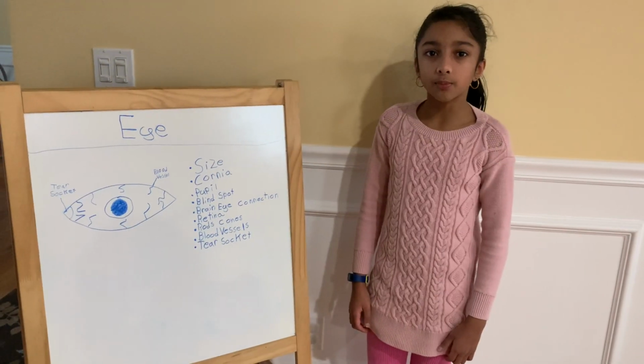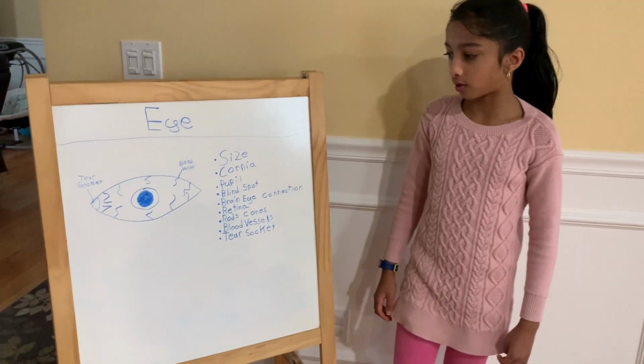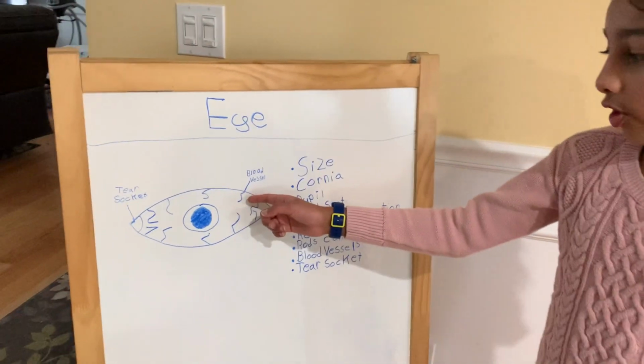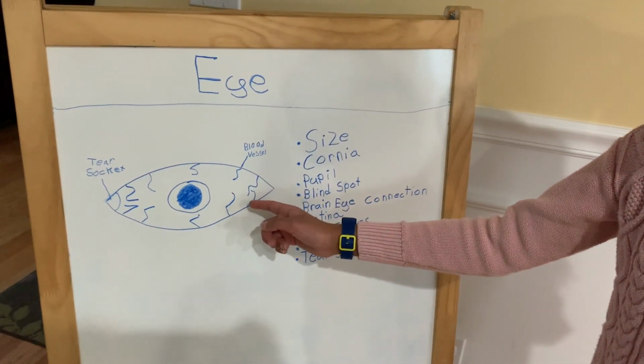In my diagram, I can show you where the blood vessels are. You see these thin lines? Those are the blood vessels.